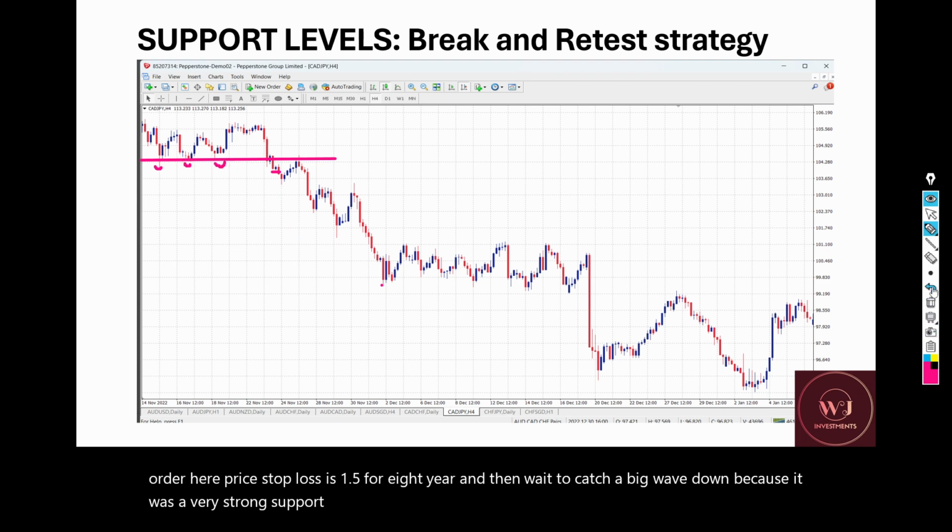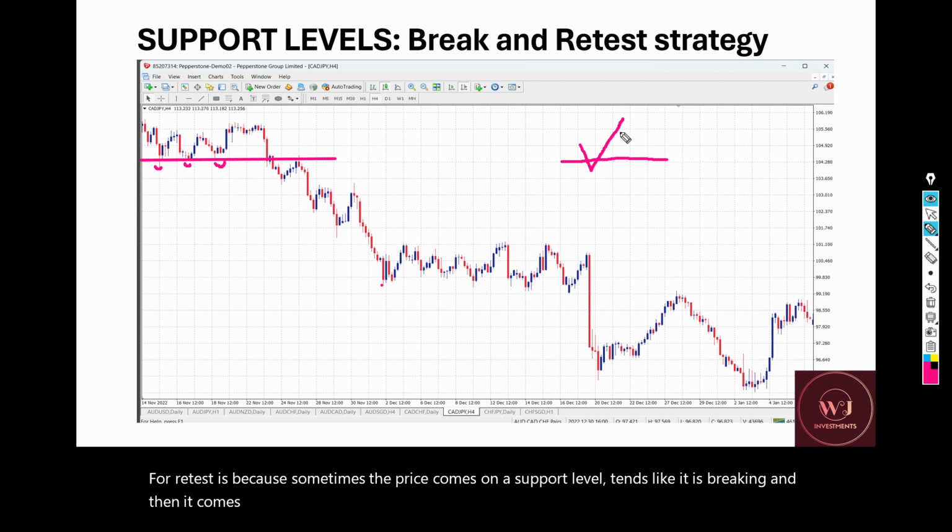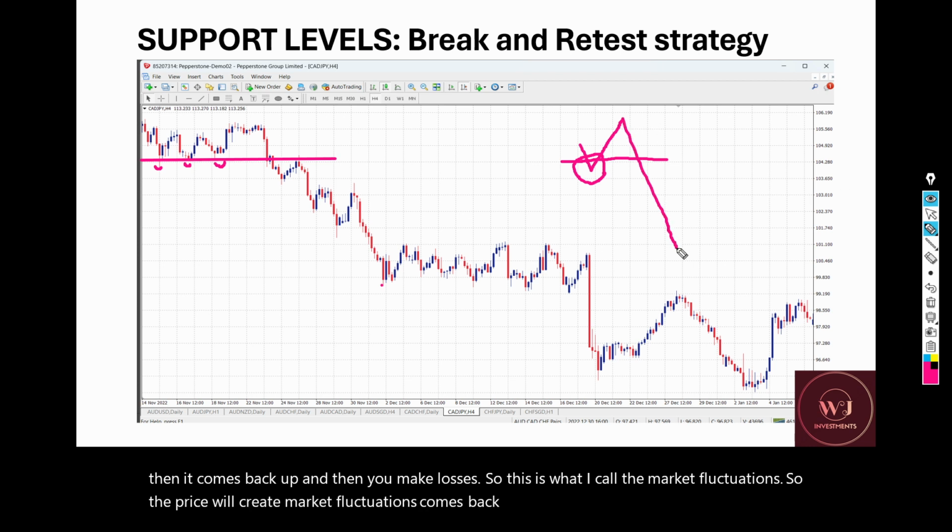So for the retest strategy, we have to wait for a retest. The reason why you wait for a retest is because sometimes the price comes on a support level, looks like it is breaking, and then it comes back up, and then you make losses. So this is what I call market fluctuations. The price will create market fluctuations, come back and stop you out, and then create what you wanted to see.